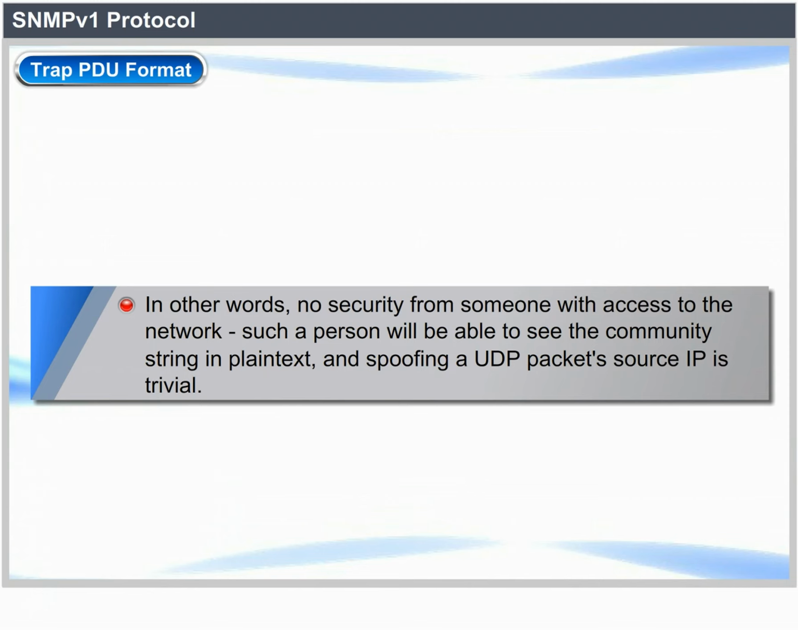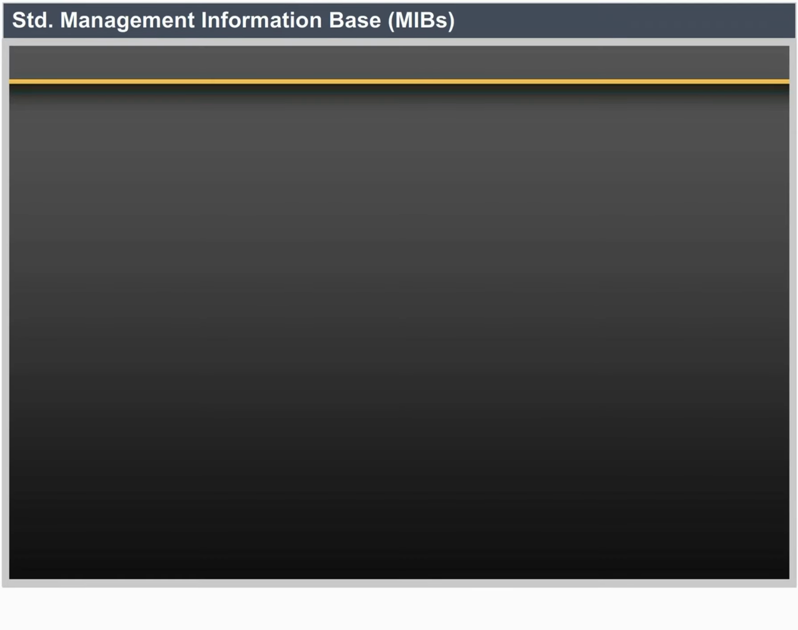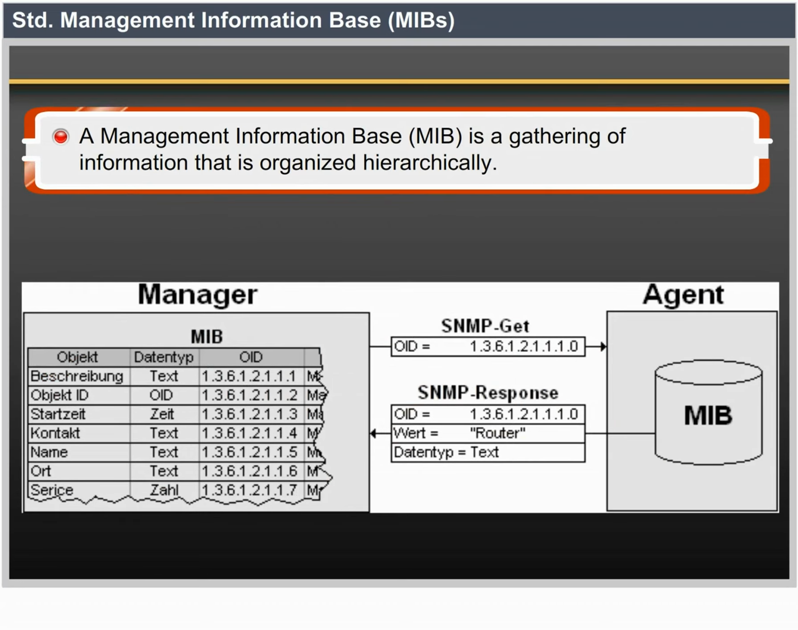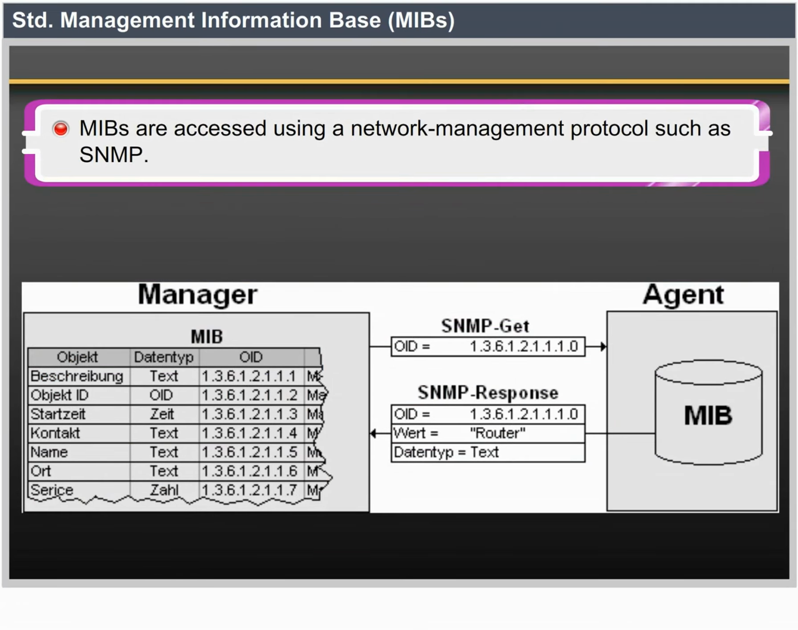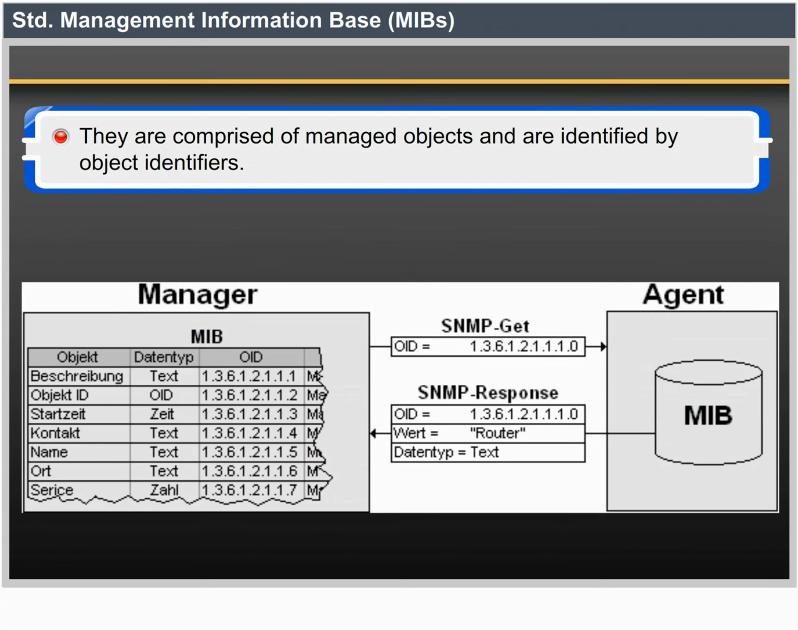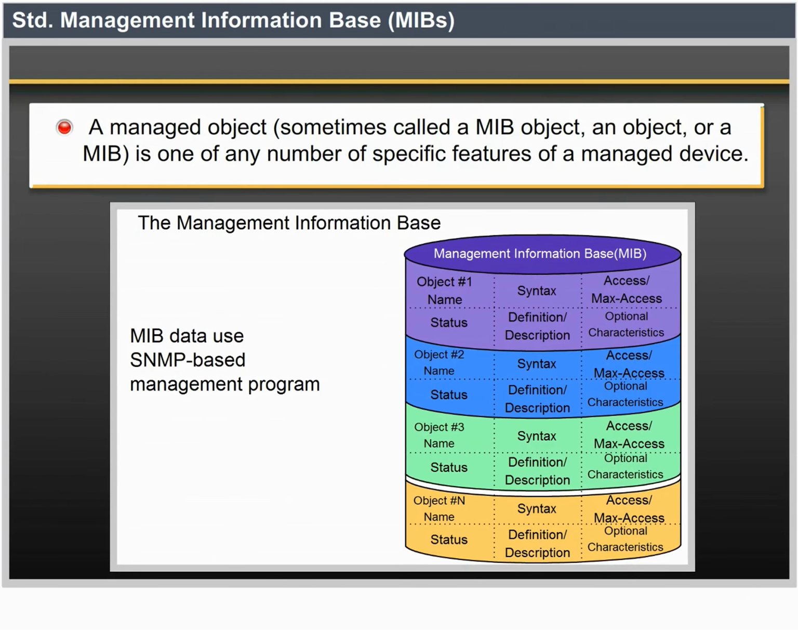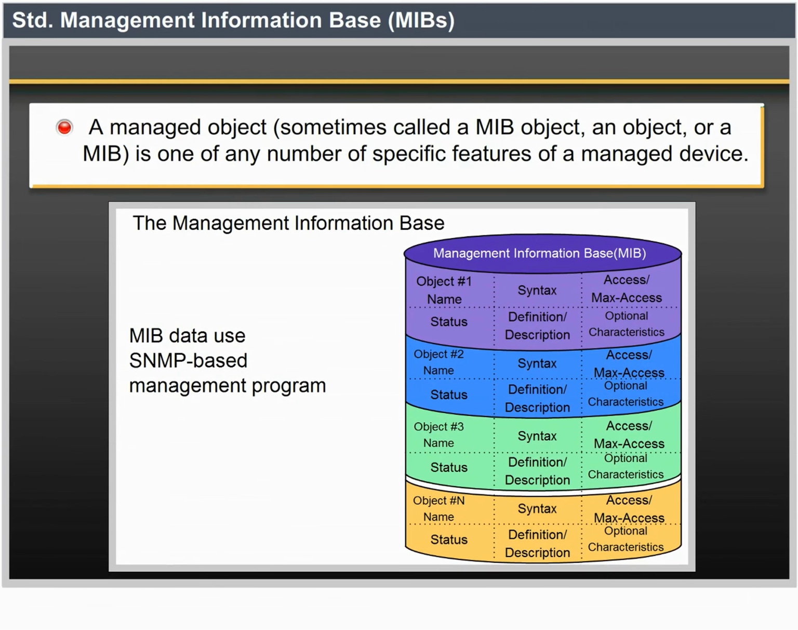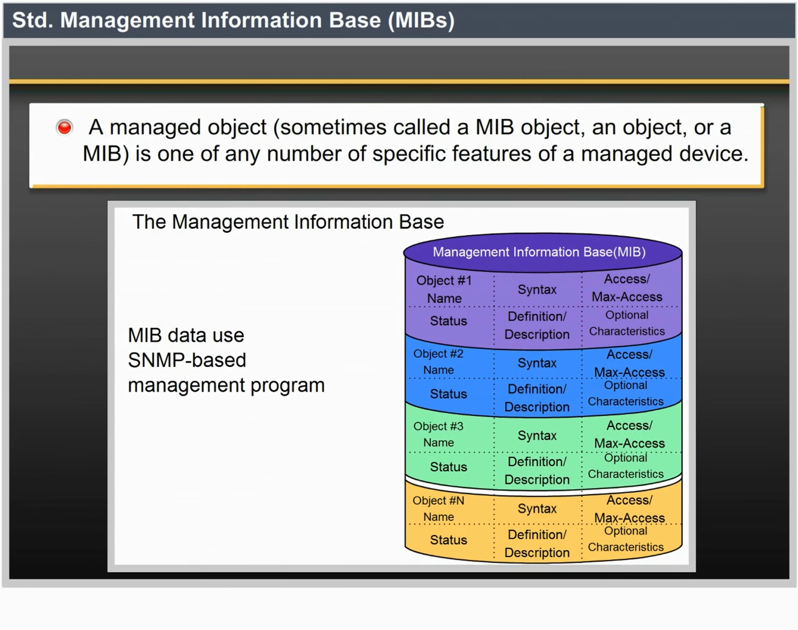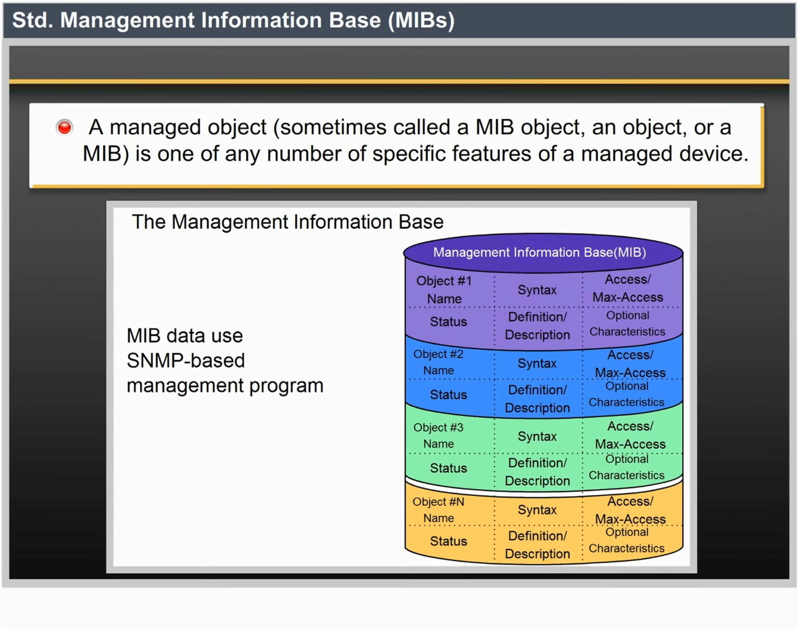Management Information Bases (MIBs). A Management Information Base or MIB is a collection of information that is organized hierarchically. MIBs are accessed using a network management protocol such as SNMP. They are comprised of managed objects and are identified by object identifiers. A managed object, sometimes called a MIB object, an object or a MIB, is one of any number of specific characteristics of a managed device. Managed objects are comprised of one or more object instances, which are essentially variables.